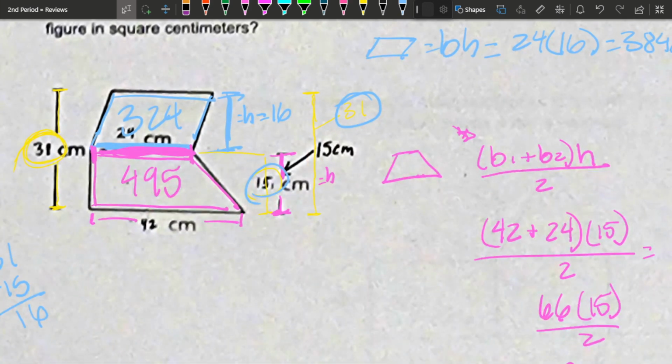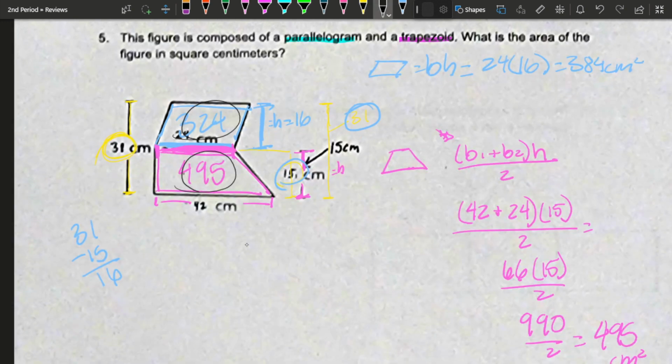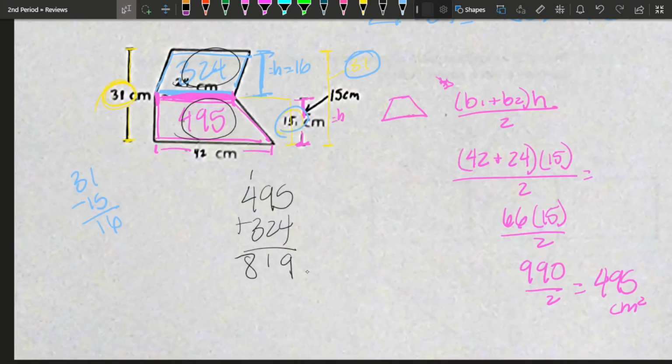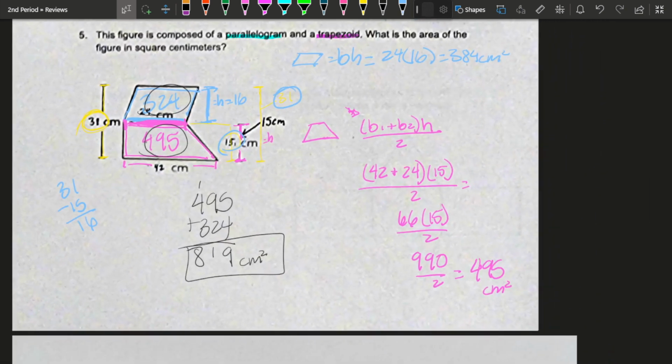So now, how do we find the total surface area? What do we do with these two numbers? Add. Add 495 plus 384. That's 9. This is 11. And this is 8. So my total surface area is 879 centimeters squared. Any questions on number 5? All right, we got 2 more.